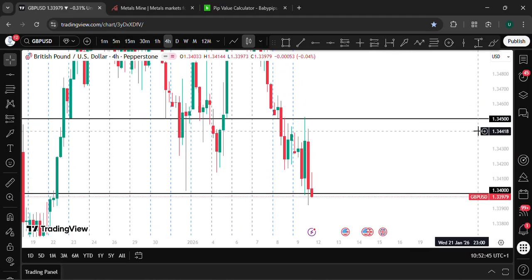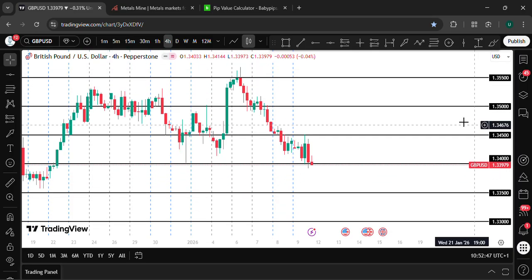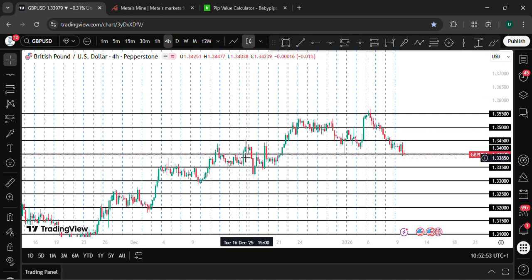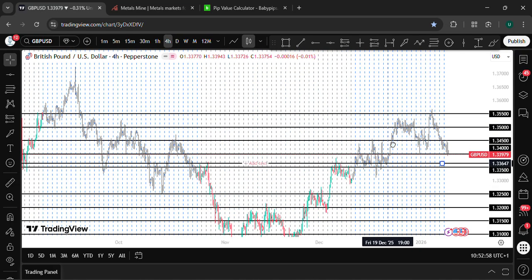So what the psychological level simply means is that it gives you areas of interest. It prevents you from the urge of taking a trade, saying let me enter. It gives you an edge over the forex market.